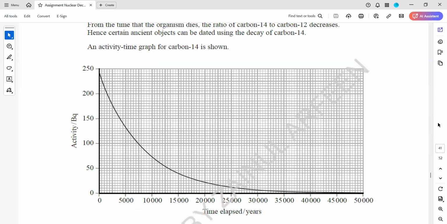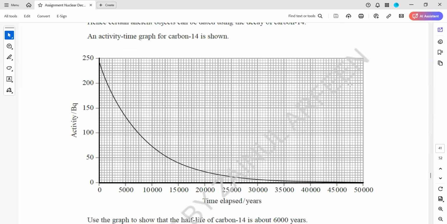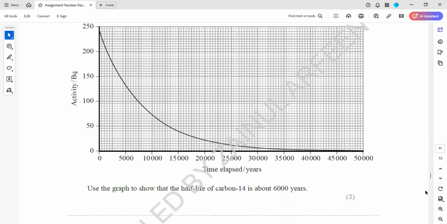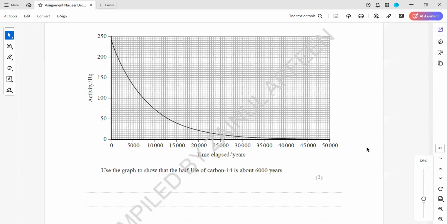When an organism is living, it takes in and gives out carbon 12 and 14, so the ratio in the body remains the same. But once it dies, there's no intake of carbon 14, so the carbon 14 to 12 ratio starts to change. The activity-time graph for carbon 14 is shown. Use the graph to show that the half-life is about 6,000 years. Half-life is the time taken for half of the radioactive nuclei to decay.